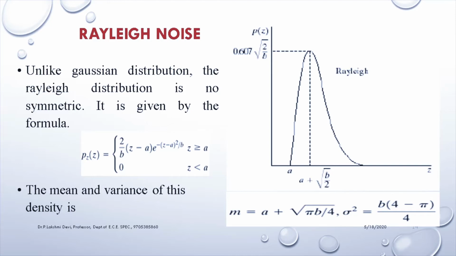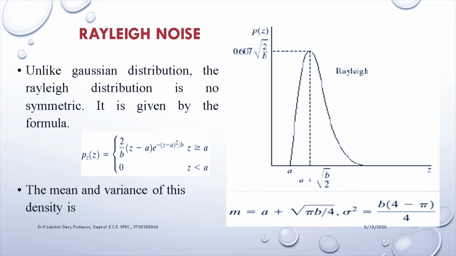The Rayleigh distribution does not have symmetry because of this particular shape. It is given by the formula P of Z, or Pz of Z, equals 2 by B times (Z minus A) into exponential of minus (Z minus A) whole square by B, whenever Z is greater than or equal to A. If Z is less than A, it is 0.